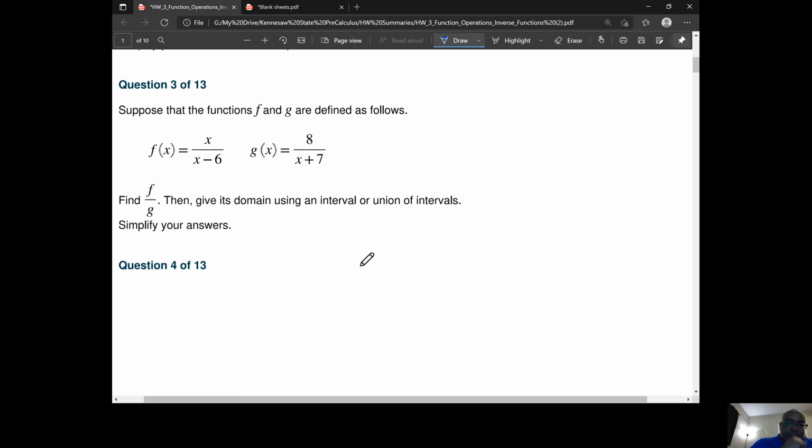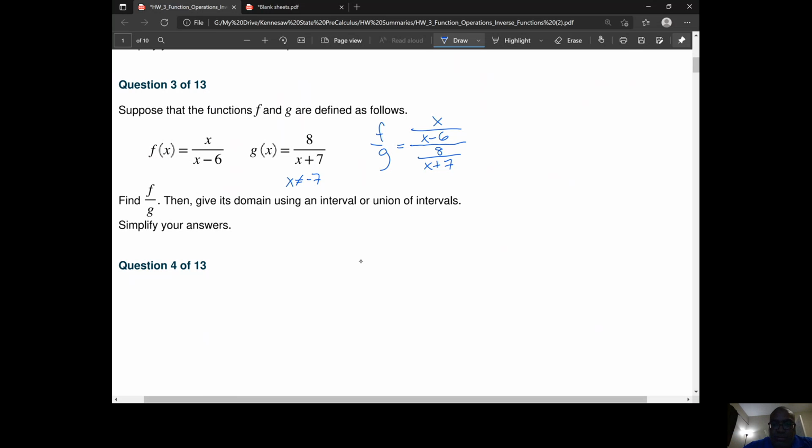So, f over g is x over x minus 6 over 8 over x plus 7. Now, of note, g is on the bottom, so any domain restrictions of g apply. So we know for g of x, x cannot equal -7. We already know that, so we keep that in our back pocket. We're going to use that later. So even if it doesn't look like that, that's still a domain restriction.